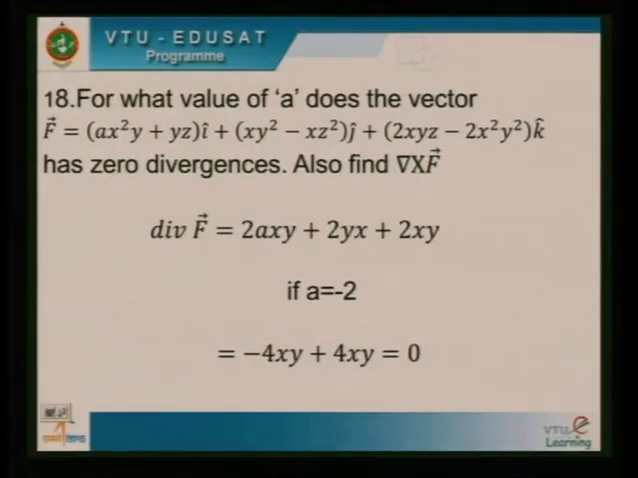Next, for what value of a does the vector f vector equal (a x squared y plus y z) i cap plus (x y z, y squared minus x z squared) j cap plus (2 x y z minus 2 x squared y squared) k cap. So here you can find the divergence of f vector first. Divergence of f vector means differentiating partially with respect to x; that is, divergence of f means dou f1 by dou x plus dou f2 by dou y plus dou f3 by dou z.